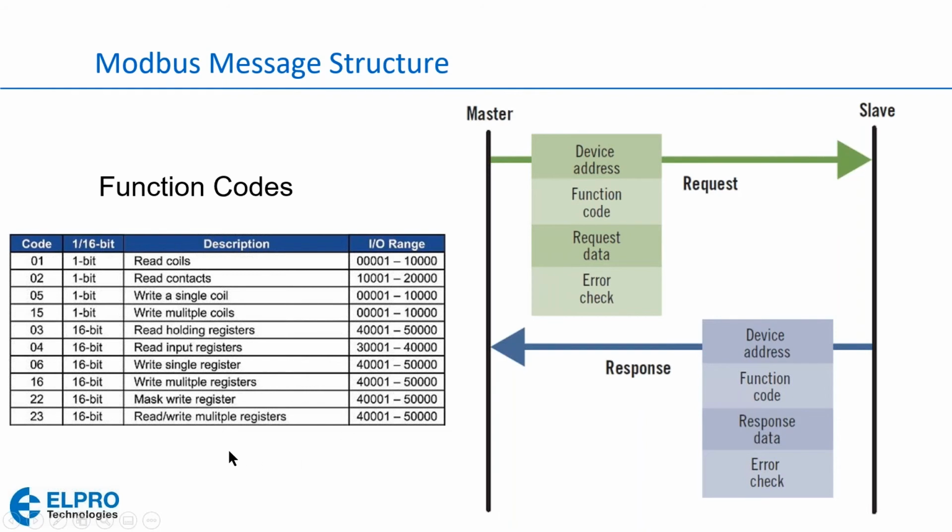Now, digital coils will be addressed from 0 to 10,000. Digital inputs will be addressed from 10,000 to 20,000. Analog inputs will be registered from 30,000 to 40,000, and analog outputs will be given register numbers 40,000 to 50,000. So these are the function codes. They're standardized across Modbus devices.